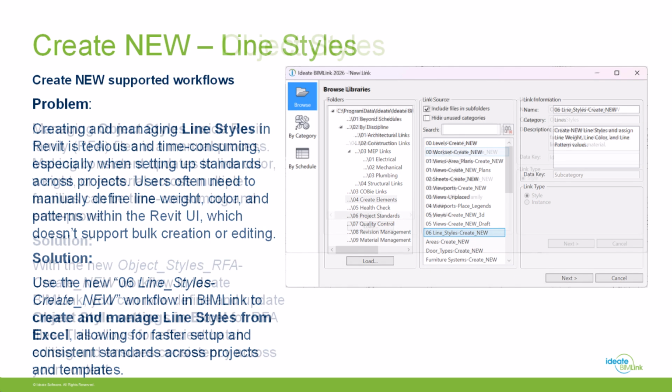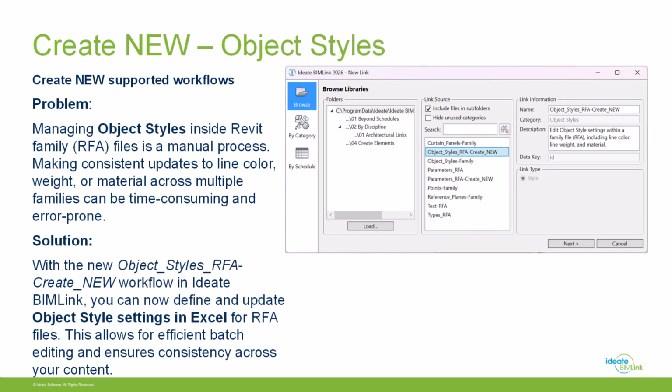Here's another new supported workflow: creating and editing object styles within Revit family files. Using the object styles RFA create new link definition, you can now manage line color, line weight, and material assignments directly from Excel. This makes it easy to apply consistent object style standards across multiple families, saving time and reducing manual editing.